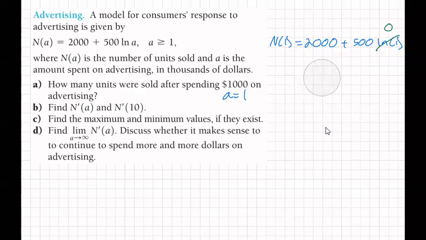Okay. Definitely want to make sure to review some of those things so you're comfortable with them. Well, 0 times 500 is 0. So that means that when you spend $1,000 on advertisement, we should expect to sell 2,000 units.